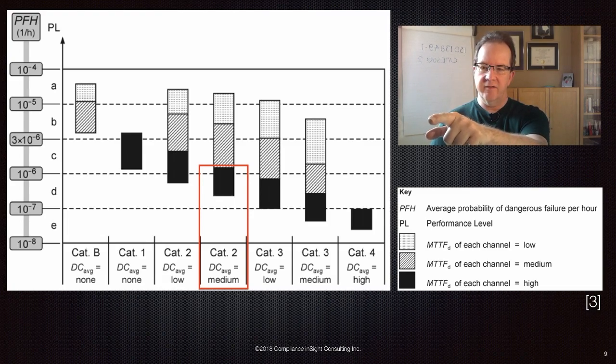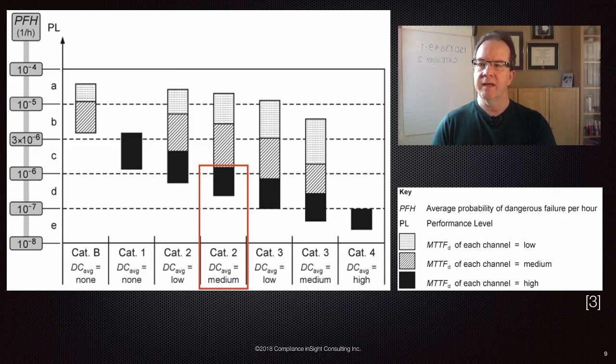So when we look across those, we get to an area where we're at category 2, and if you look for performance level D, we could do it with either DC average of low or DC average of medium. Okay, so that basically drives what proportion of the dangerous detectable faults we're going to be able to diagnose with the diagnostics.